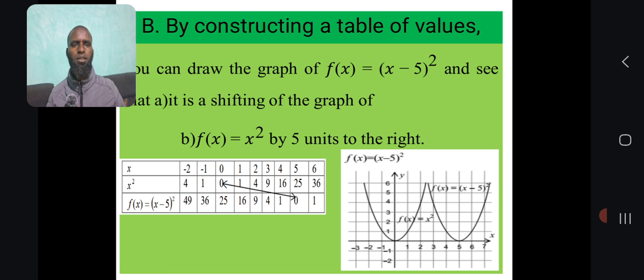Very nice. I hope you got some concepts about how to draw the graph of a quadratic function by the shifting rule, or from the extension of yesterday's lesson. Very good.